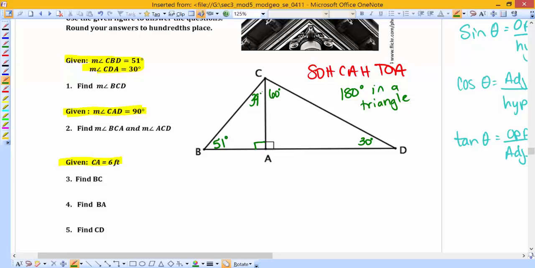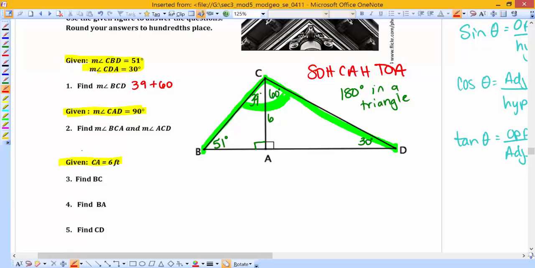And then I also know that CA is 6 feet. So I'm going to put in 6 right there for CA. I have put in all my given information. Now I'm going to use that information to answer questions 1 through 8. Find the measure of angle BCD. So I'm going to start at B, go to C, and then go to D. That means I need to find that angle measure. To do that, you are going to add 39 plus 60. So you can finish that.